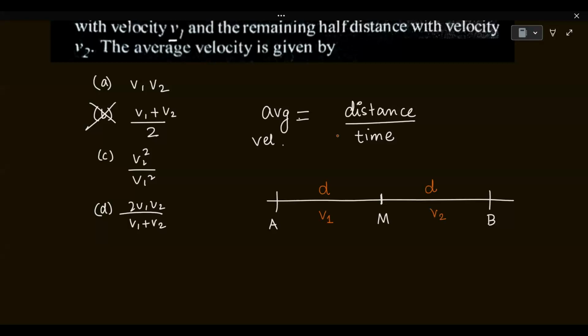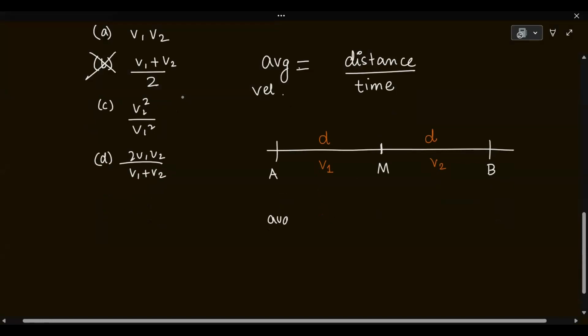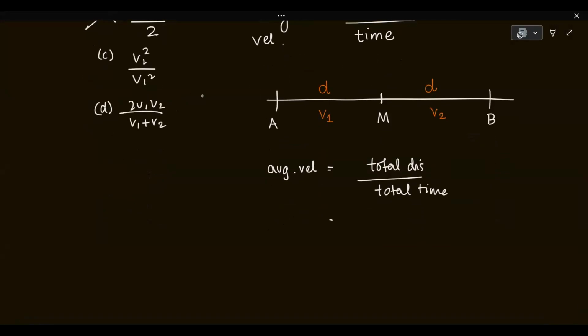Okay, so I'm going to write the formula here, guys. Average velocity is total distance by total time. Okay. So total distance, how much, guys? Total distance is 2 times D. What is total time? Well, that is T1 plus T2, the time it took from A to M and M to B.